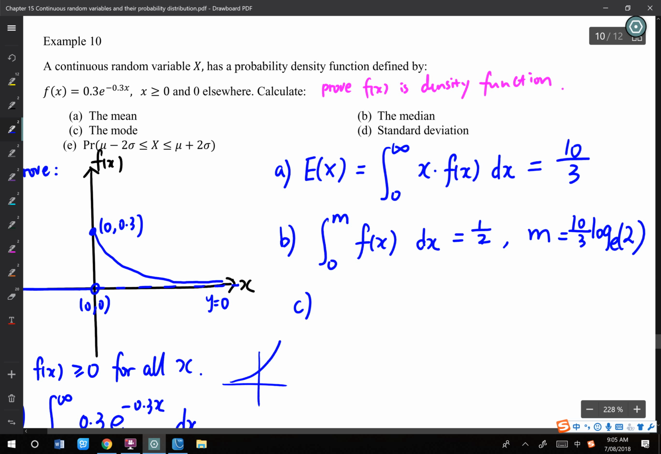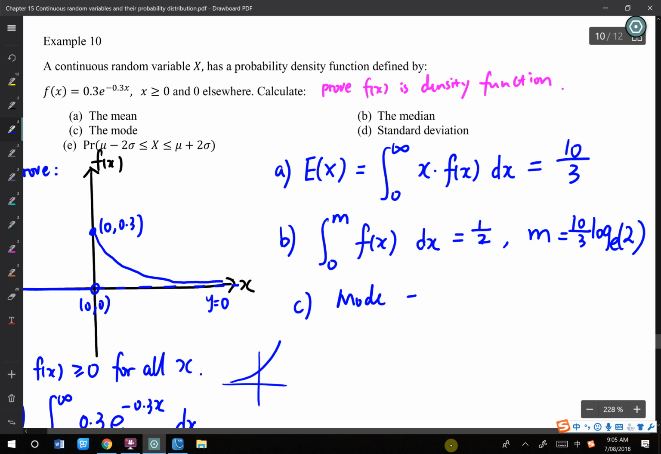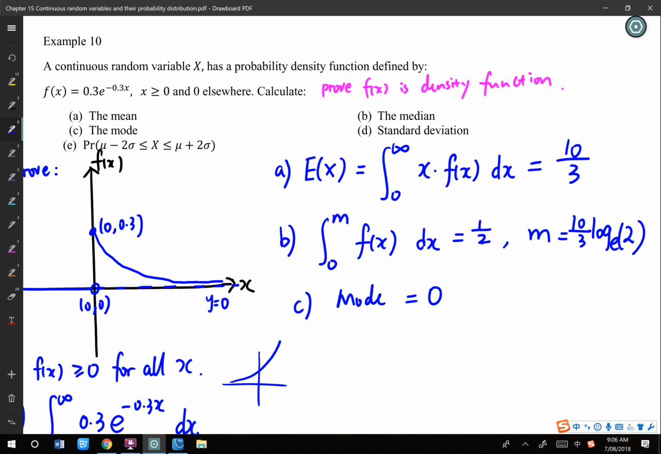What is the mode? So what's that? 0. So the mode is 0. The highest point is 0.3, so the x value of the highest point, which is 0.